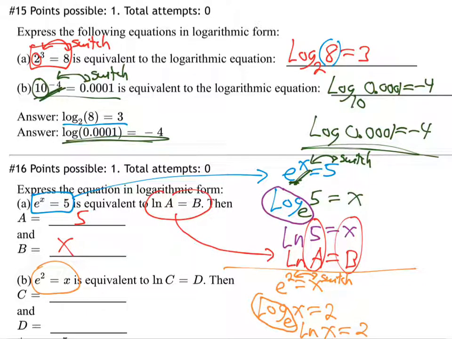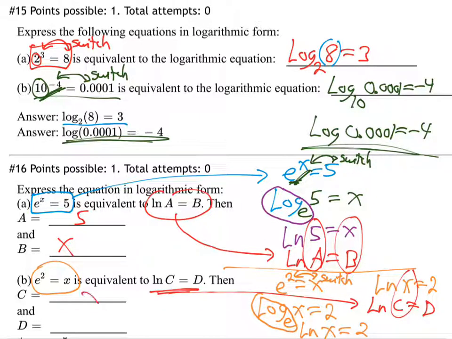Log base e is the special number. It's the natural log of x equals a. So I'll bring that over here. Natural log of x equals 2, I mean. And they want me to take this, bring it over here. ln of c equals d. So the c is the x, and the d is the 2. We matched them up. There we go.